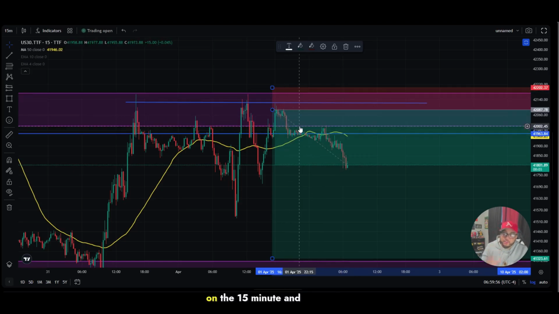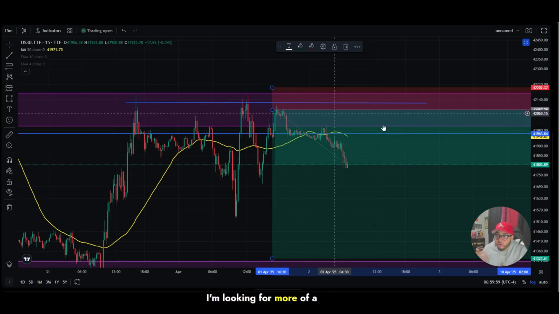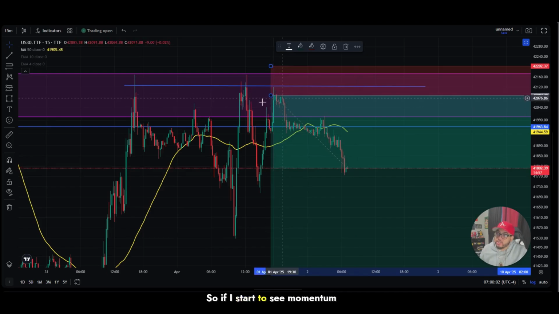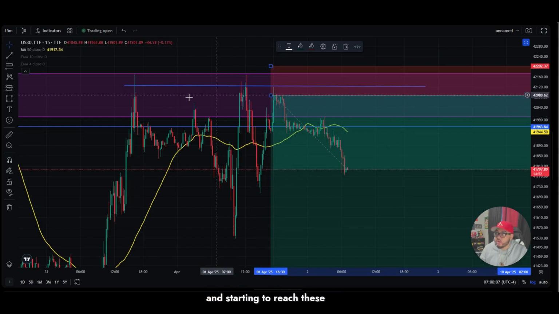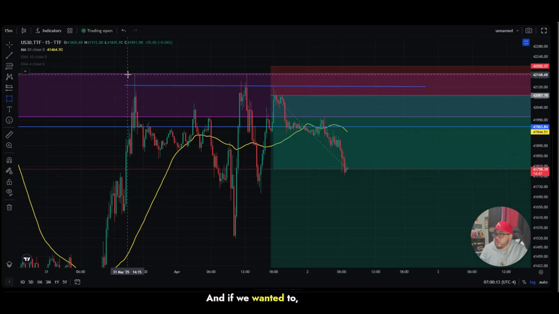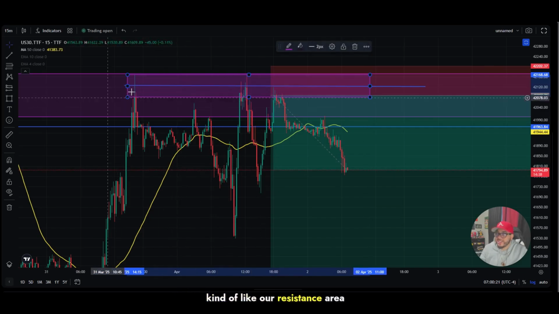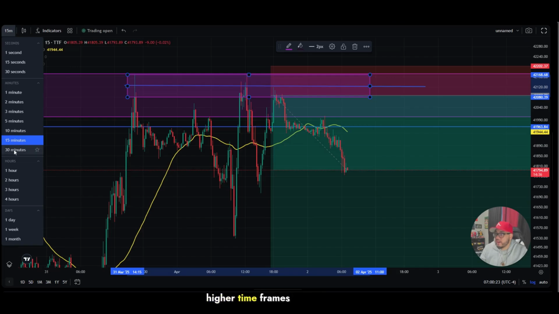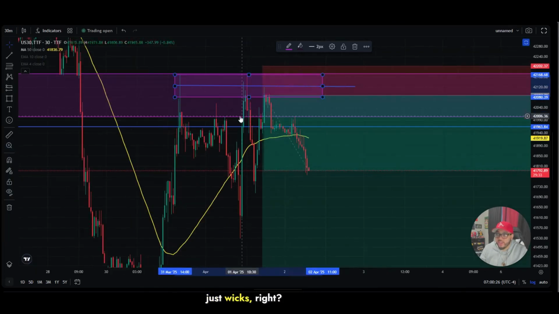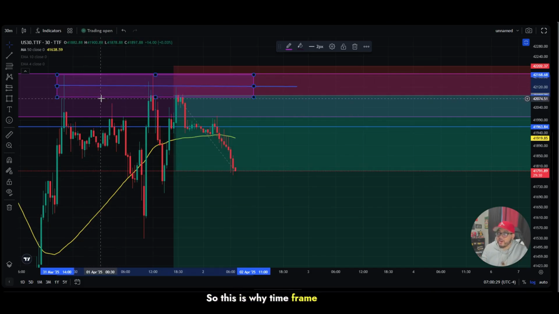So in this particular instance, on the 15-minute and the 5-minute, I'm looking for more of a candlestick confirmation. So if I start to see momentum slow down, right, it was pushing towards the high side and starting to reach these levels, as you can see over here, where it's just strictly consolidation. And if we wanted to, we can grab this high of the wick to the body of the candle, and this right here would be kind of like our resistance area, because if you go into the higher time frames, like the 30-minute, that'll all be kind of just wicks, right? So this is why top-down analysis matters, right? On higher time frames, all of that is just wicks.